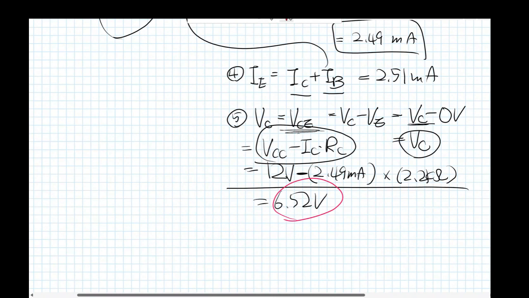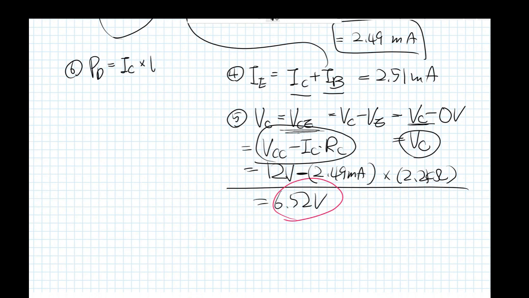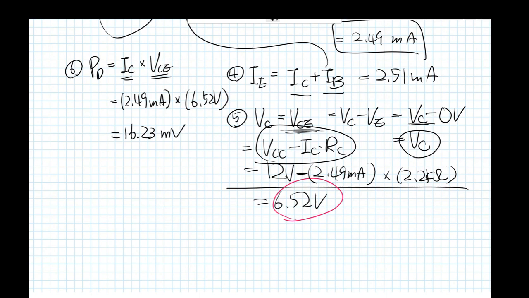It's right there. And the question 6, what is the power dissipation at the collector part? So that is I sub C multiplied by V sub CE. We have already calculated before, right? So the 2.49 milliamp multiplied by 6.52 volt. Okay, that was 16.23 milliwatt. Okay, all right.